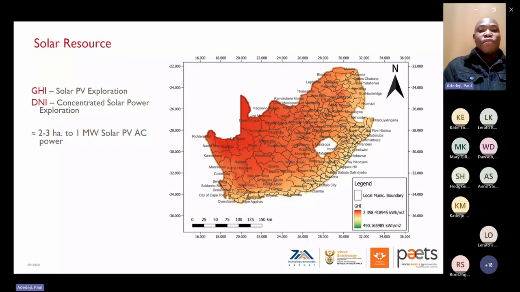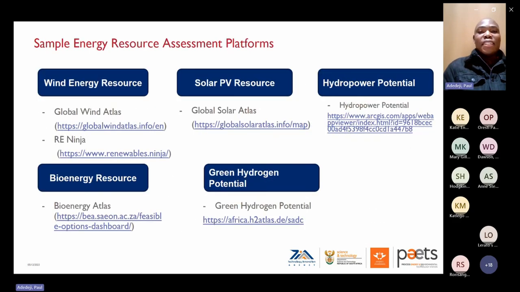So the GHI, just for information's sake, is the component of the solar radiation that hits the Earth that can be explored for solar PV power generation, while the direct normal irradiance is the component that is responsible for siting concentrated solar power. That is why you see many of these CSP plants in Hopkinton. Of course, Hopkinton is very hot, and that's the DNI component of solar radiation. These are sample platforms with which you could do this preliminary resource assessment.